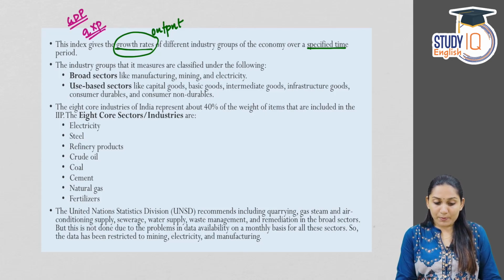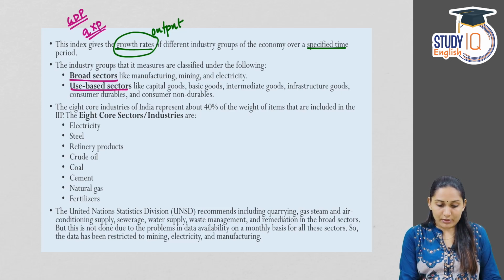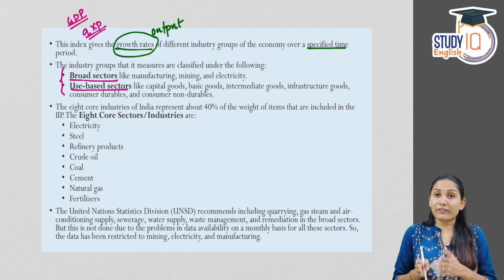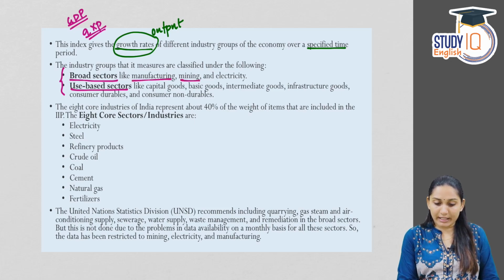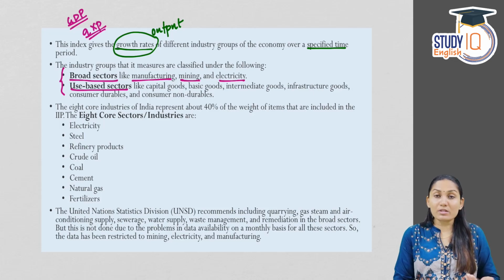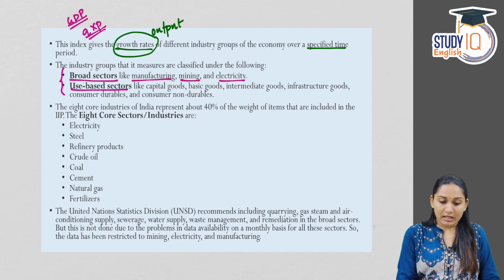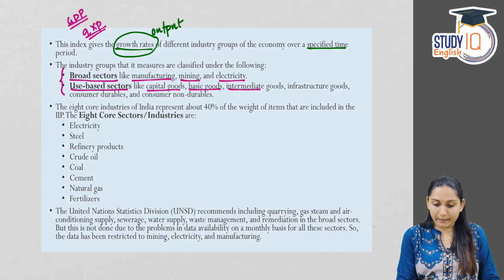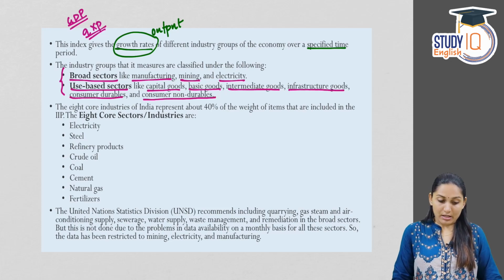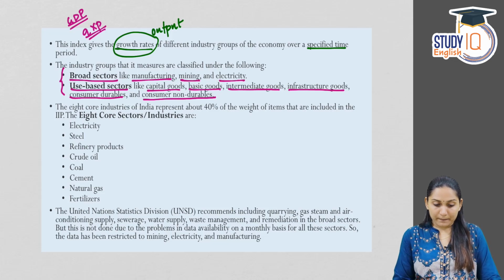Now, the industry groups that it measures are classified as broad sectors and use-based sectors. These are the two broad divisions into which the index has classified the industries. First is broad sectors. It includes manufacturing, mining and electricity. Now, use-based means the sectors are classified based on their use, like capital goods, basic goods, intermediate goods, infrastructure goods, consumer durables, consumer non-durables, etc.